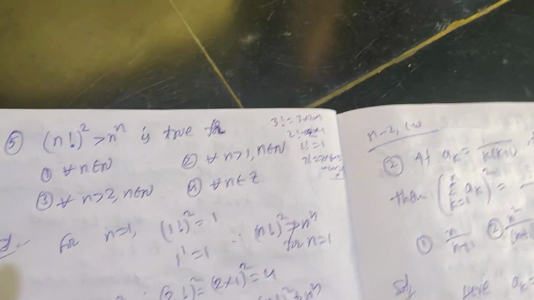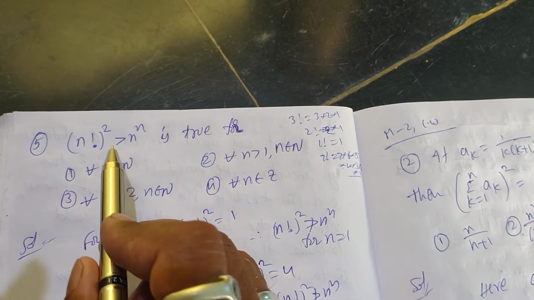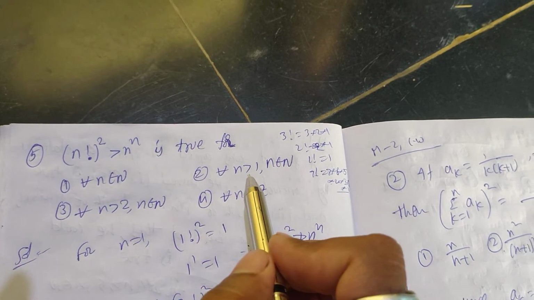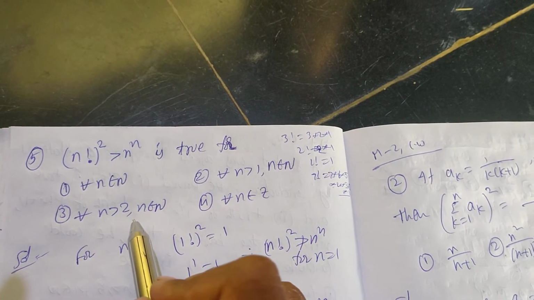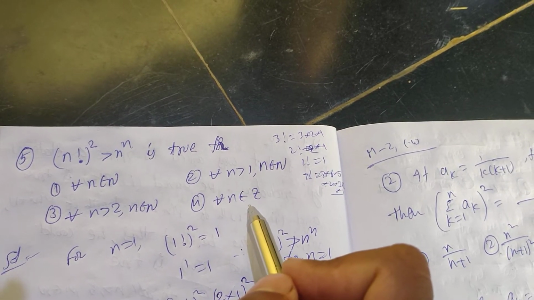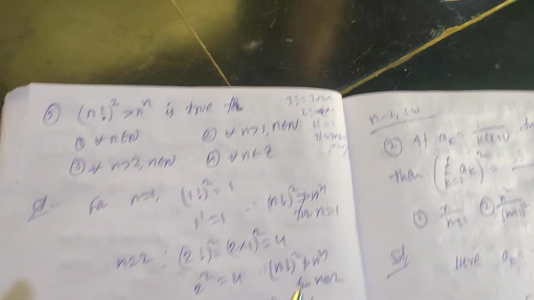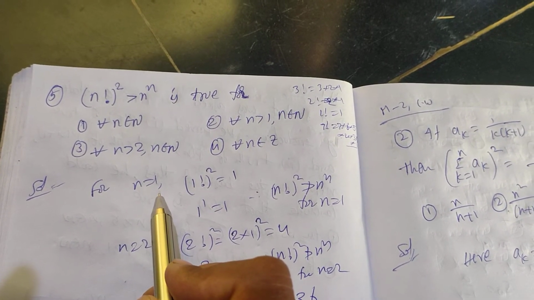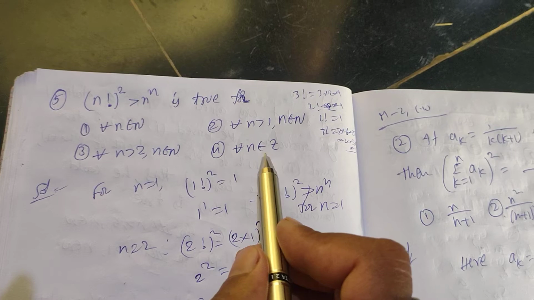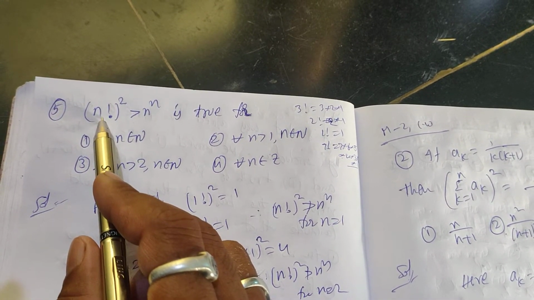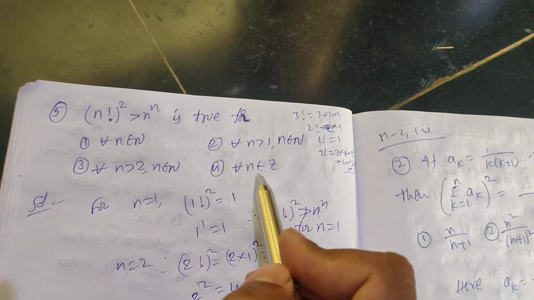Remember. Now, (n factorial) whole square is greater than n power n is true for: all n belongs to N; for all n greater than 1; n greater than 2; and for all n belongs to Z. Z means positive numbers and negative numbers. First, take n equals 1. Actually, for negative numbers n factorial is not possible, so we can't go with the fourth option.